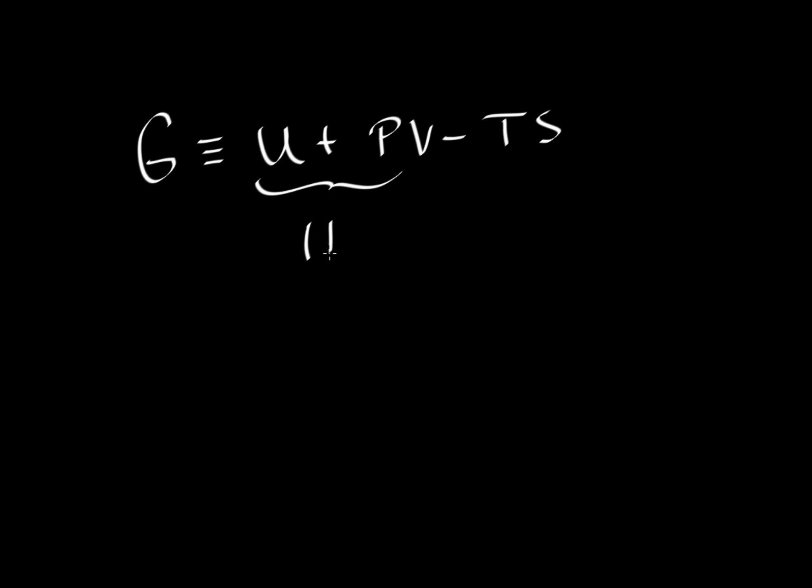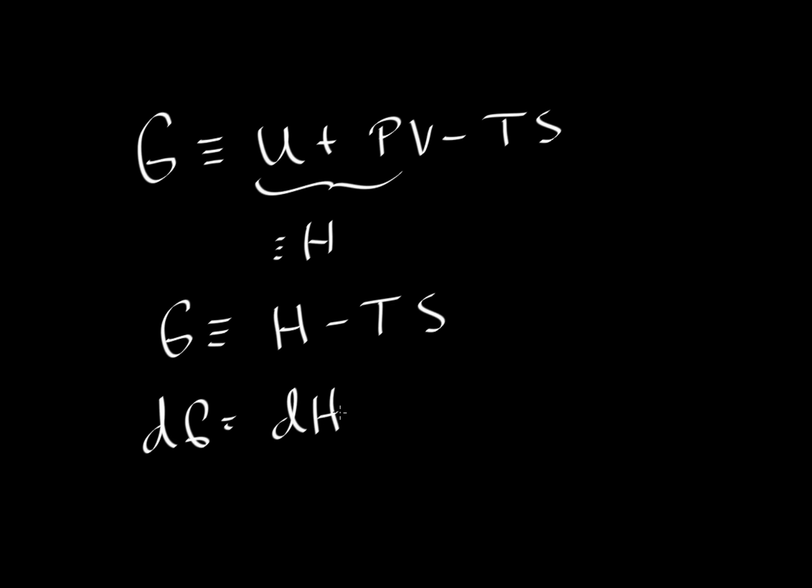Well, let's take a look at the way we defined Gibbs free energy originally. Not us, but rather Josiah Willard Gibbs. He said G is equal to U plus PV minus TS. And in another video, we explained how that is defined as H. So we can rewrite G as H minus TS. Let's use the differential form. So that means dG would be equal to dH minus TdS minus SdT. So that's really the full form of the equation.